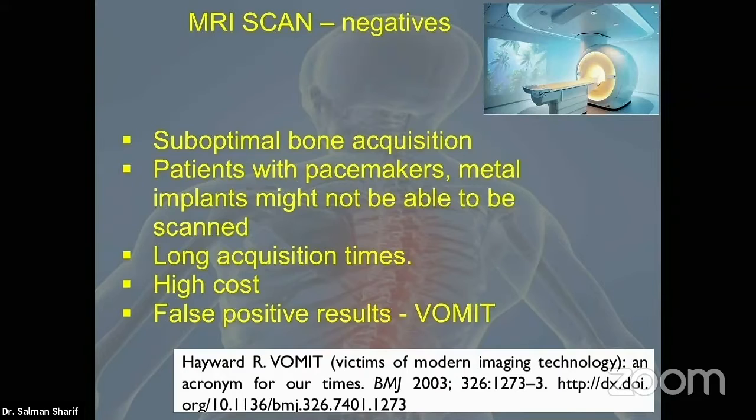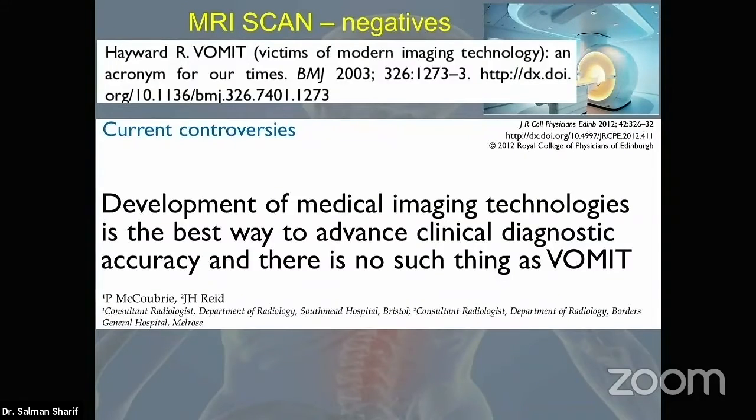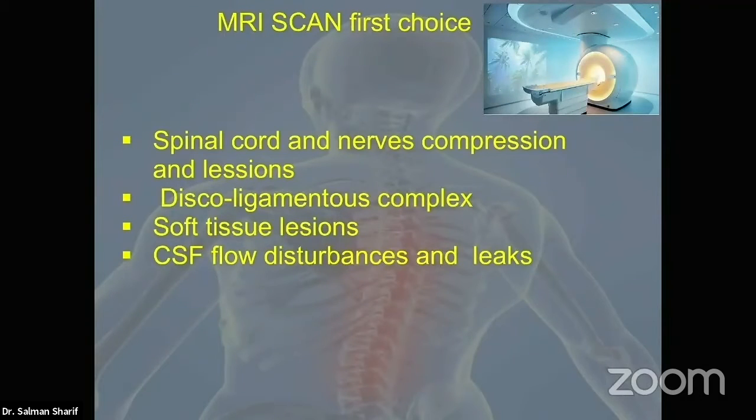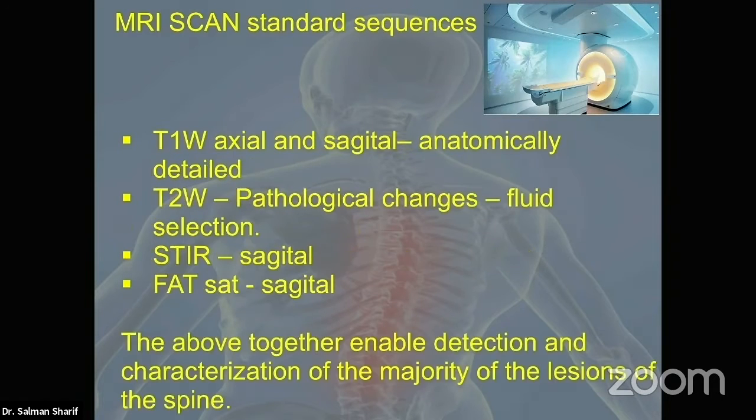There's an interesting paper about false positive results and incidental findings, which comes from Scotland. It's called VOMIT and stands for Victims of the Modern Imaging Technology. But there is also a counter statement saying that not all incidental findings are trivial. So MRI sensitivity is a good thing at the end of the day. MRI will be the first choice for spinal cord and nerve compression, for the disco-ligamentous complex, soft tissue lesions, and CSF flow disturbances and CSF leaks.